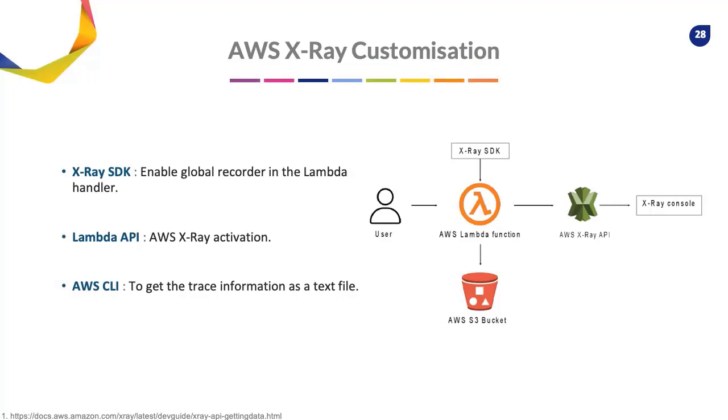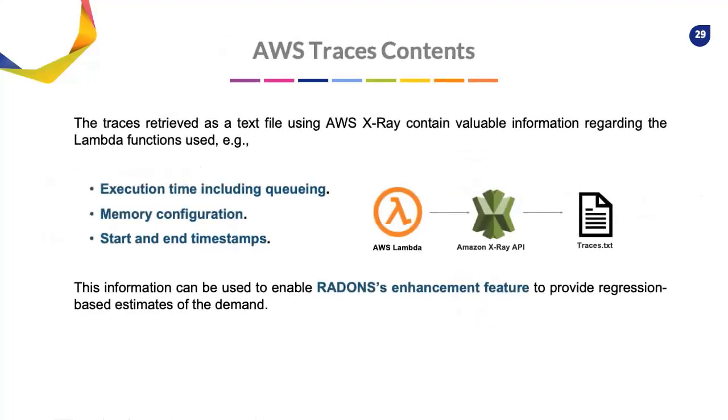The traces collected by Amazon X-Ray contain valuable information regarding the underlying Lambda functions. Information such as the execution time, the time spent in the queue, the memory configuration of the Lambda functions, and also the start and end timestamps, among other variables that can be used to provide regression-based estimates.